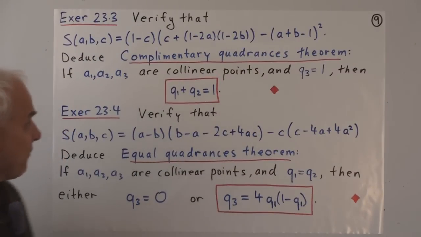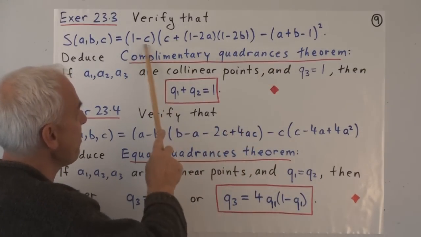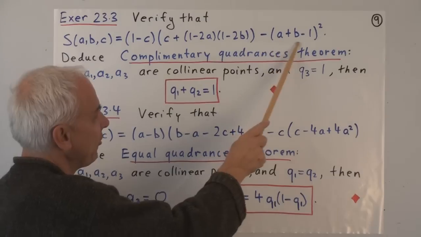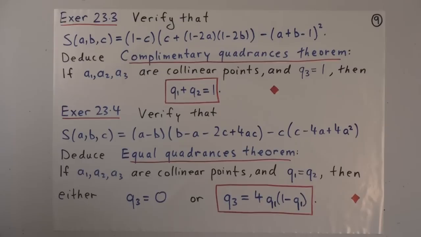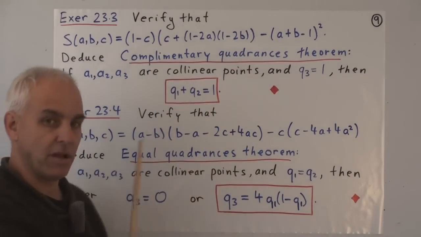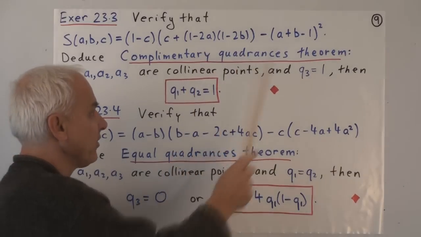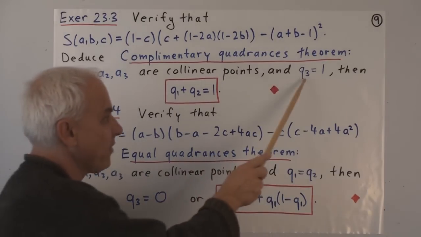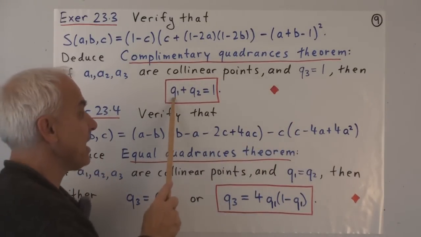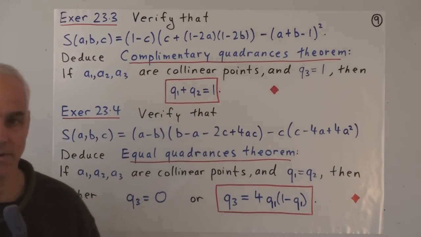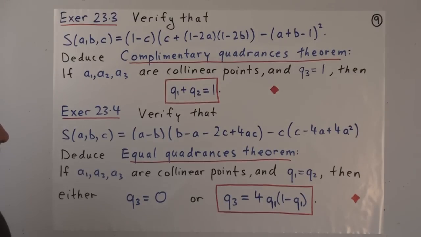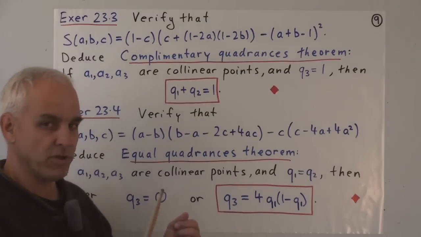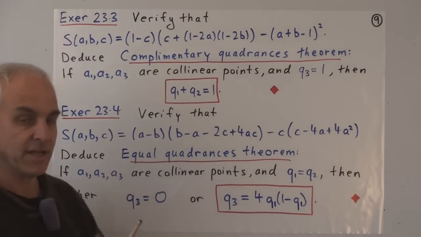For the third exercise, verify that the triple spread function can be rewritten this way, as 1 minus c times this, minus a plus b minus 1 squared. That might seem rather curious, but it's very useful to deduce an important result, what we'll call the complementary quadrances theorem, which says that if you have three collinear points, A1, A2, and A3, and one of the quadrances is 1, then the sum of the other two quadrances is 1. So if one of the quadrances is 1, it means two of the points are perpendicular, then the other two quadrances add up to 1.